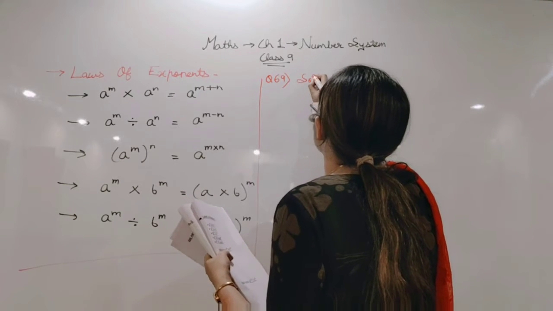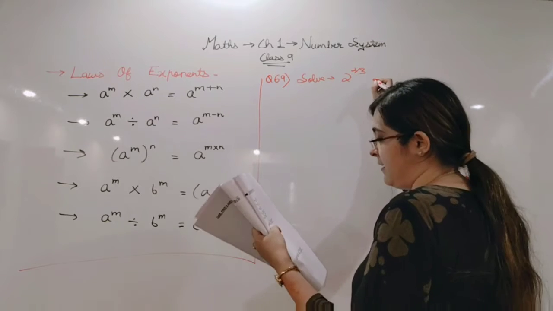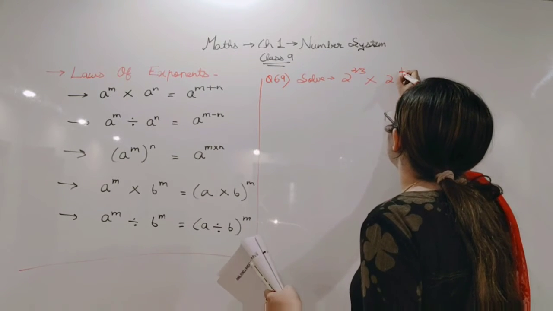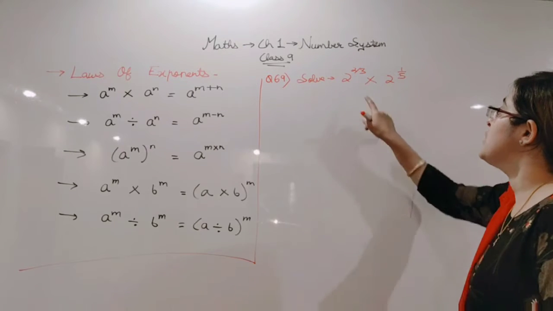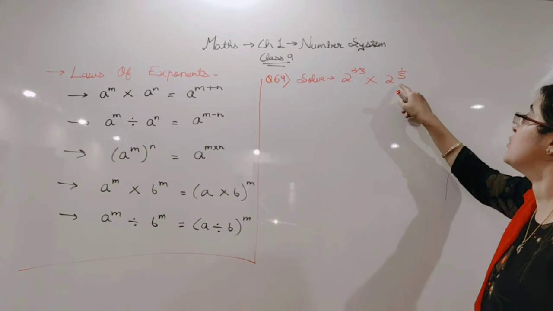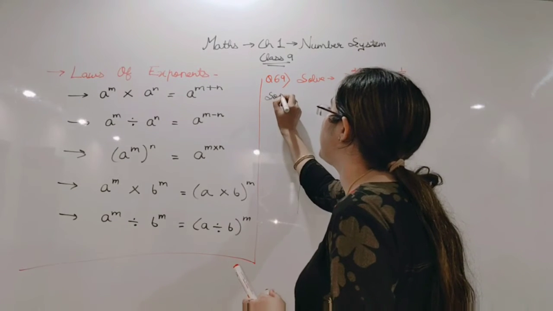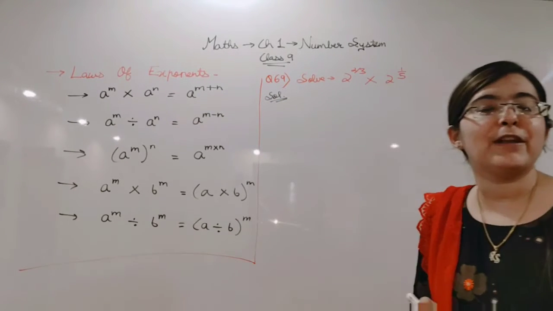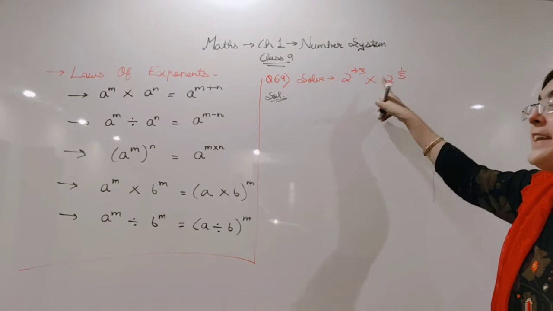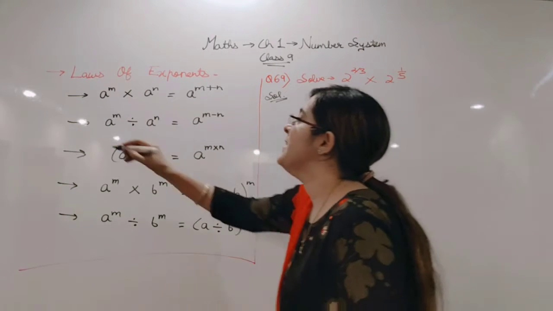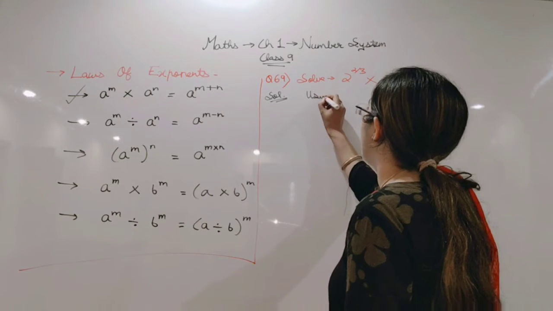Solve. You have to solve 2 to the power 2 by 3 into 2 to the power 1 by 5. Before solving this, first we have to identify which law we will apply. Since the bases are the same and the powers are different and there is a multiplication sign, we will use the first law. So write using the law.